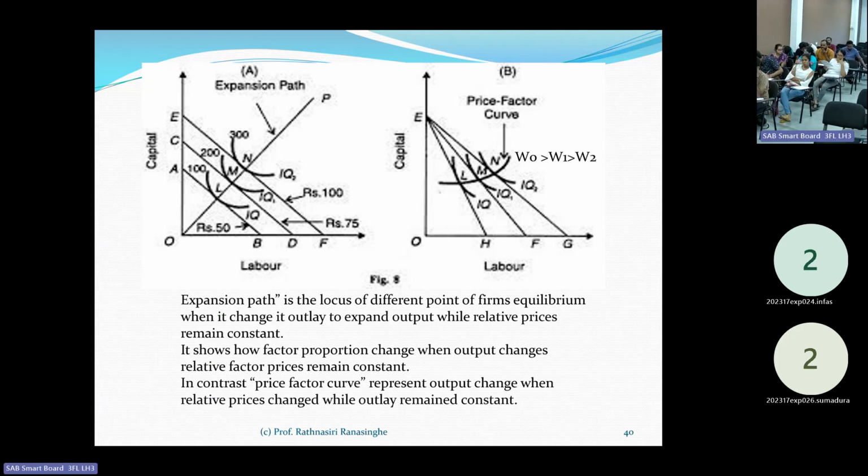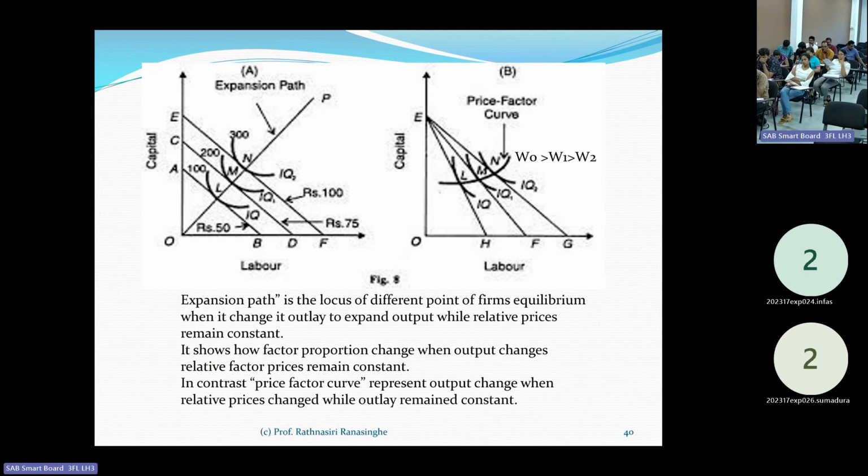Operate different combinations of labor and capital against the higher level of output. So this is the expansion path. Here, how do we expand the output? By increasing the cost, with factor prices constant.